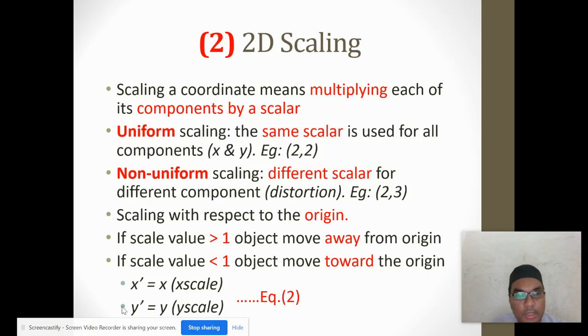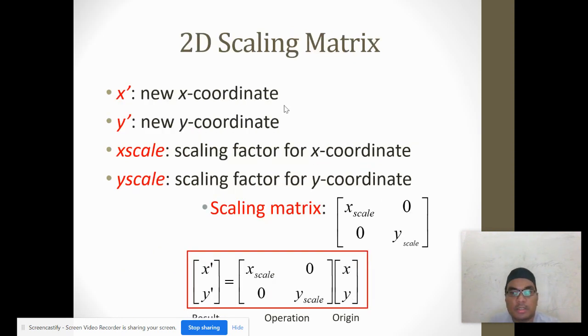The x dash, where x is the original coordinate, is directly multiplied by the scale. For example, if x is 1 and the scale for x is 2, the x dash becomes 2. The same for y dash: if the original value of y is 1 and it is scaled by 3, it becomes 3. It's direct multiplication, very easy. So this is in terms of coordinates.